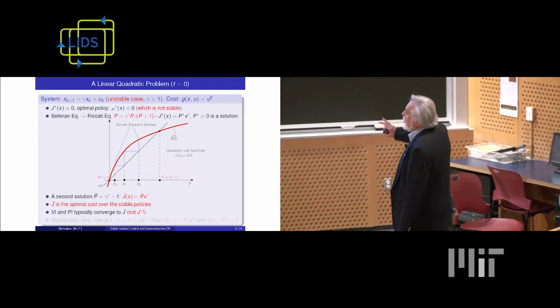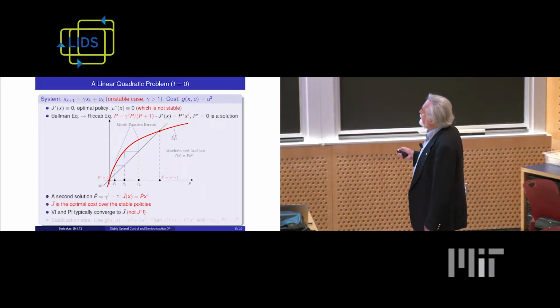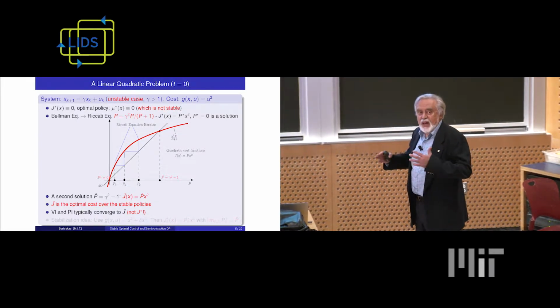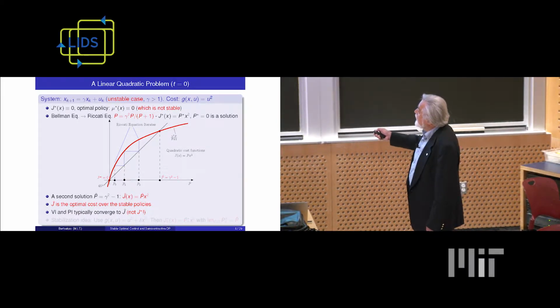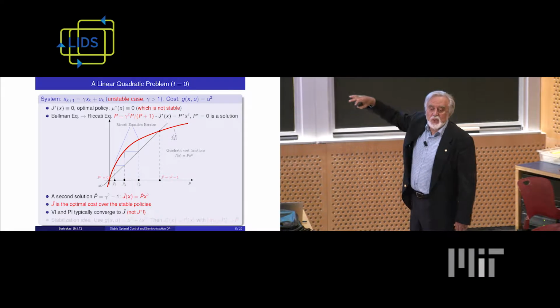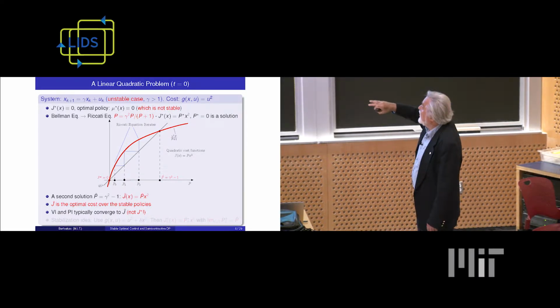You can also look at value iteration in this context. Value iteration can be defined in terms of iterating the Riccati equation. If you start at some initial p0, then from this diagram, you can verify that the generated sequence is obtained with this staircase graph. Okay?